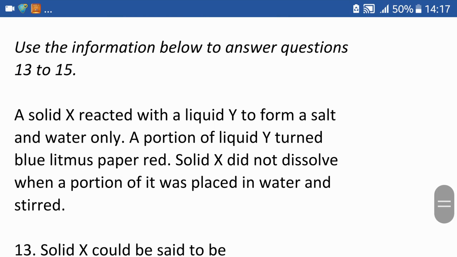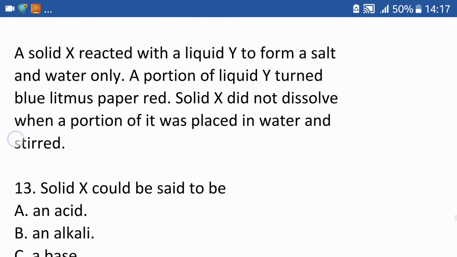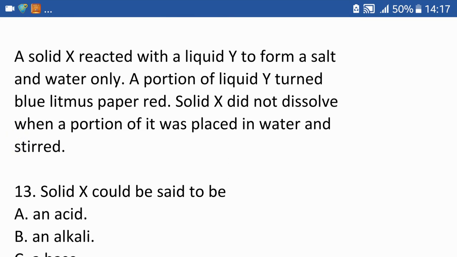So with this one, it has an intro. Use the information below to answer questions 13 to 15. It says a solid X reacted with a liquid Y to form a salt and water only. A portion of liquid Y turned blue litmus paper red. Solid X did not dissolve when a portion of it was placed in water.